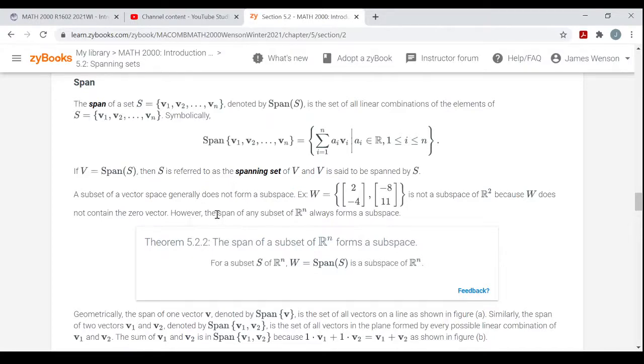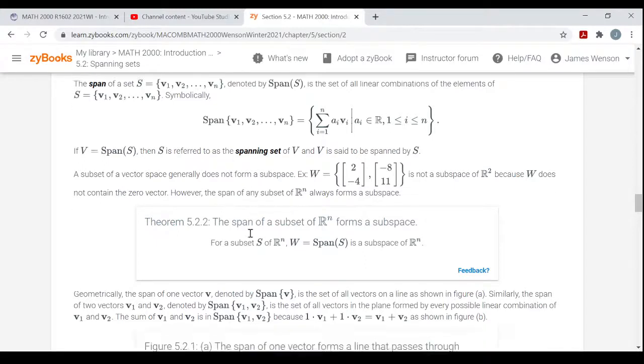However, the span of any subset of Rn always forms a subspace. Because remember, the span of a set is all linear combinations of that set, and that's closed under addition. You take a linear combination of vectors, add it to another linear combination of those same vectors, and you get another linear combination. If you take a linear combination of vectors and multiply it by a scalar, you get another linear combination of those same vectors. So it's closed under scalar multiplication as well.